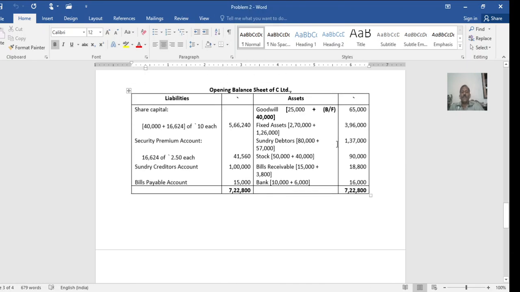Remember, opening balance sheet, it is a balance sheet of C Limited. C Limited assets, say date of formation maybe 31st March 15 or 1st April. It is for share capital, liability side 40,000 issued to A Limited plus 16,624 to B. Total 56,624 shares of rupees 10 each. 5,66,240. Then reserves and surplus, there, security premium.